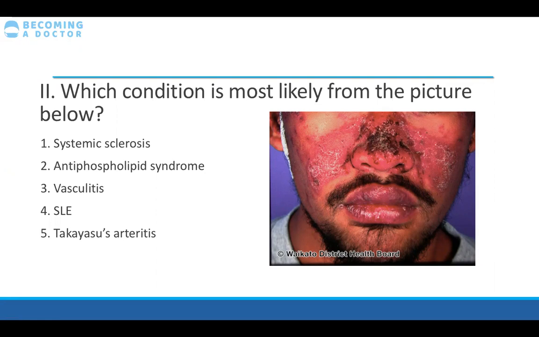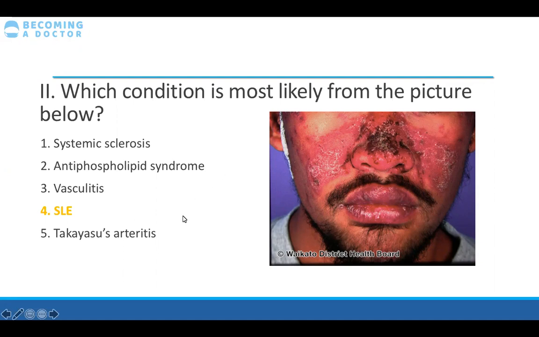So unfortunately, the answer here is SLE. Let's discuss this a bit. This is supposed to be a malar rash, a butterfly-shaped malar rash. I appreciate it looks a bit more extreme, especially because of here. But it's supposed to be a malar rash, and it's a bit of a tricky picture.